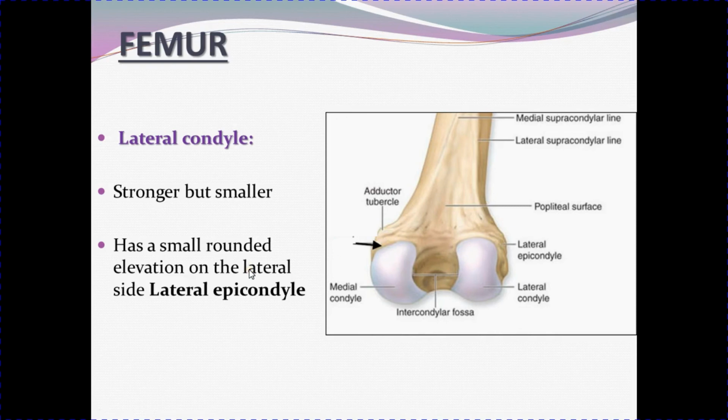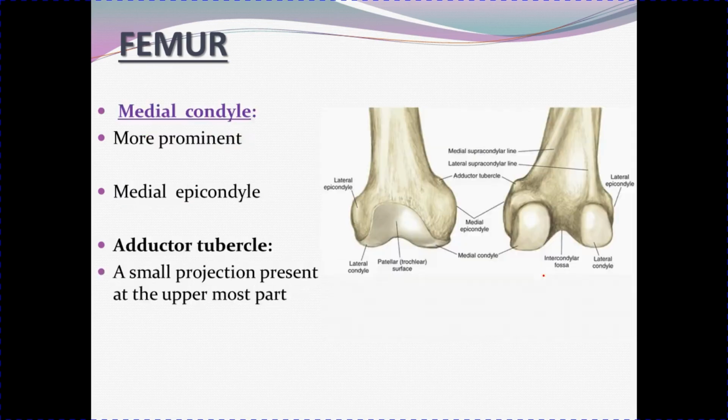The lateral condyle of the femur is stronger, but it is smaller as compared to the medial condyle. It has a small rounded elevation on the lateral side just above, which is called as lateral epicondyle. You can see in the figure, just above the lateral condyle, there is a small elevation of the bone which is called as lateral epicondyle of the femur.